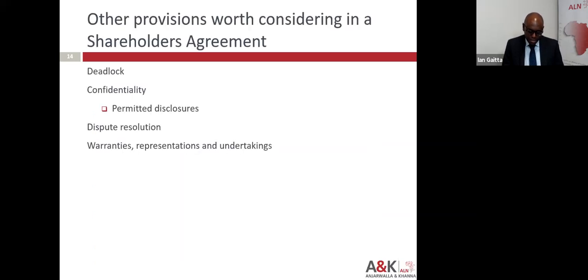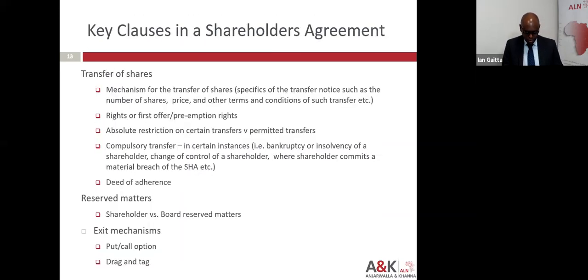Then in terms of exit mechanisms, as we mentioned, different parties will have come into the investment with different expectations as to how long they intend to stay in the project and at what stage they wish to exit and on what terms they wish to exit.